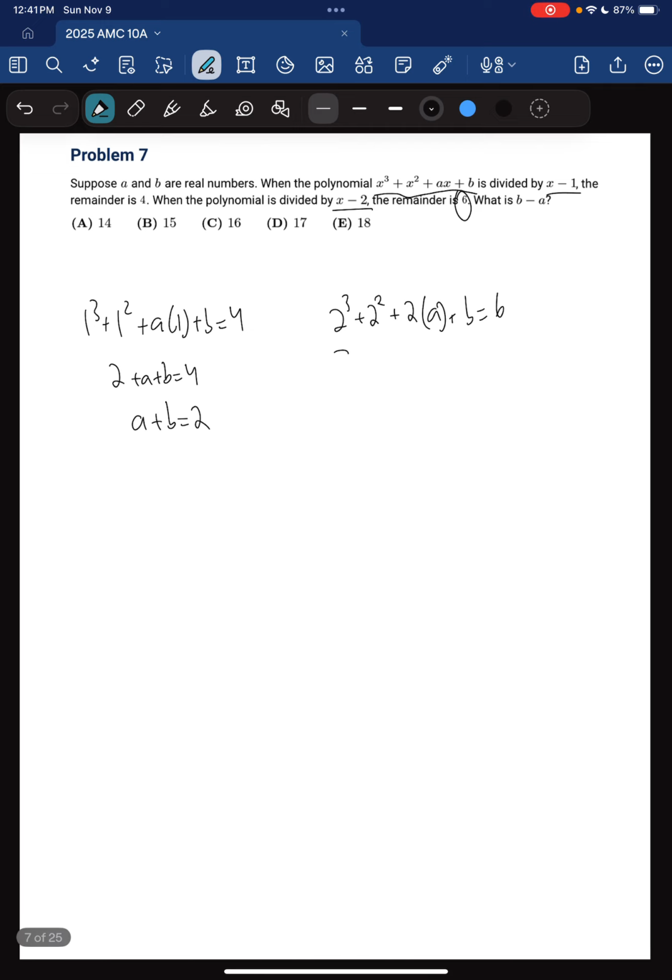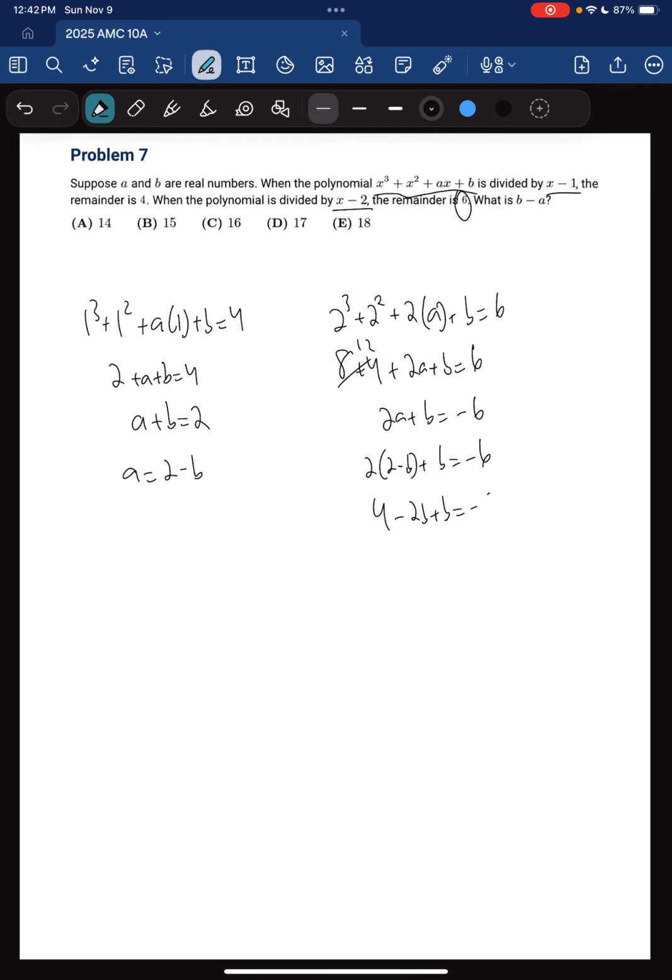And on the other side, we have 8 plus 4 plus 2a plus b equals 6. So that's going to be 12. So 2a plus b equals negative 6. Now we can just solve a equals 2 minus b. Plug that in. So we have 2 times 2 minus b plus b equals negative 6.